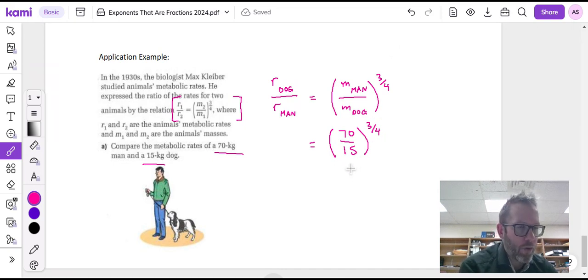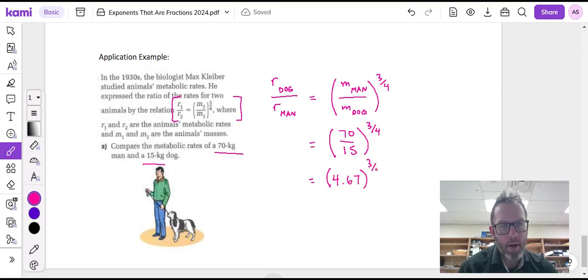I think it's a good exercise for us to apply the rules we've learned. So I think there's no harm really in dividing 70 divided by 15. Gives you 4 2/3. I'm going to write about 4.67 to the power of 3 over 4. And yeah, let's just apply our new rule. That's the fourth root of 4.67, and then we cube that.